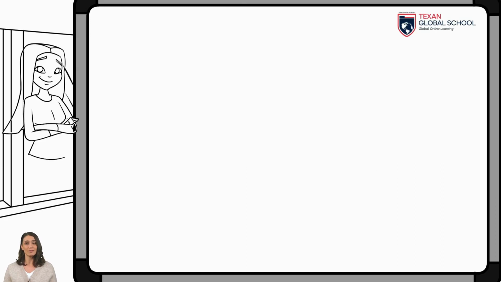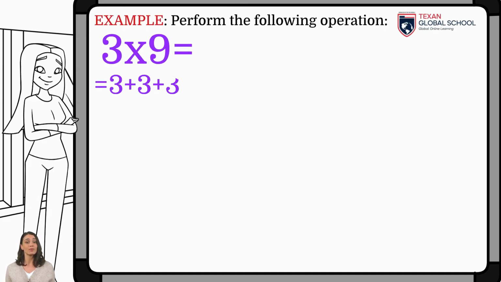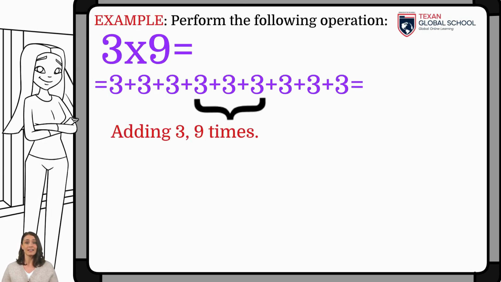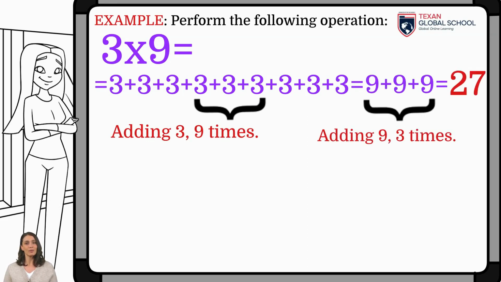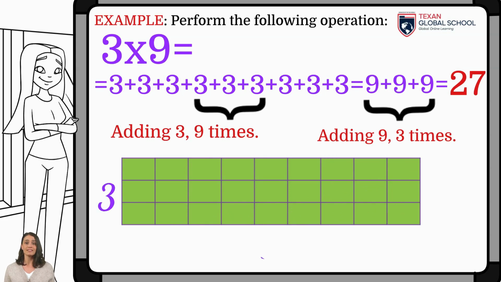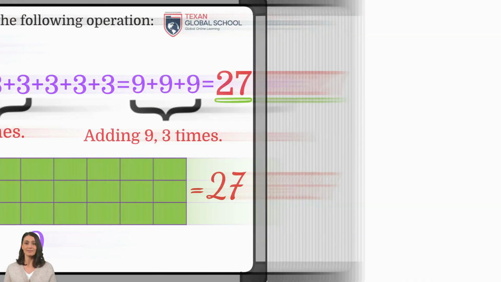Now, multiply 3 by 9. So we add 3 9 times, or we add 9 3 times. Therefore, 3 times 9 is 27. The model represents 3 rows by 9 columns. So we have 27 units. Hence, we conclude that 3 times 9 is 27.